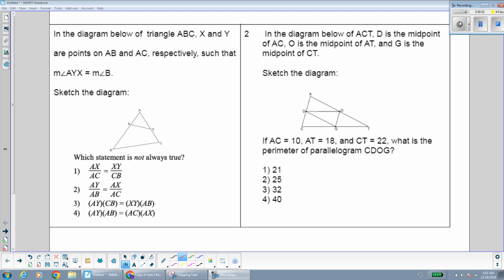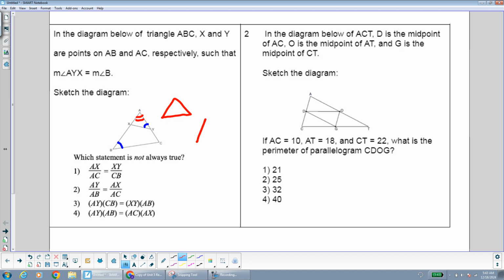We are told that the measure of angle AYX, this angle right over here, is equal to the measure of angle B. So when we are figuring out which statement is not true, we need to keep in mind what corresponds on these two similar triangles. The reason I know these triangles are similar is because they have a pair of congruent angles, small triangle, large triangle, and they also share angle A.